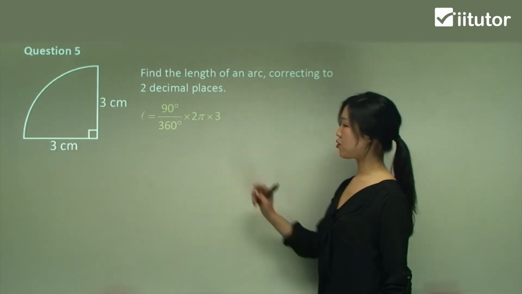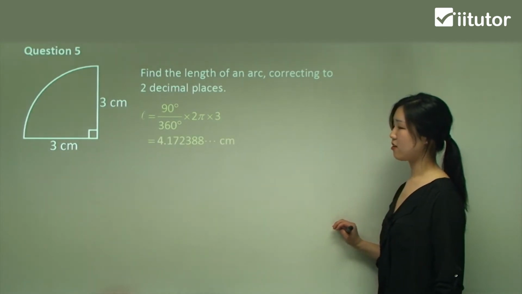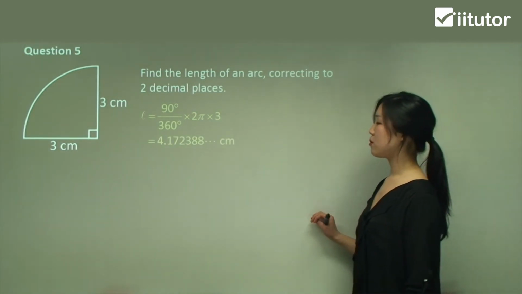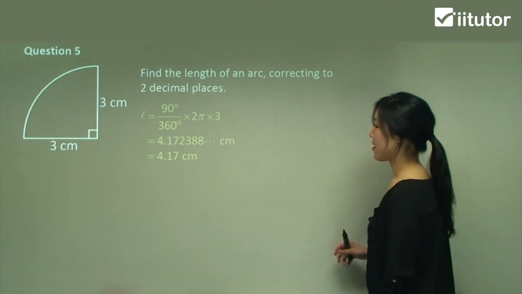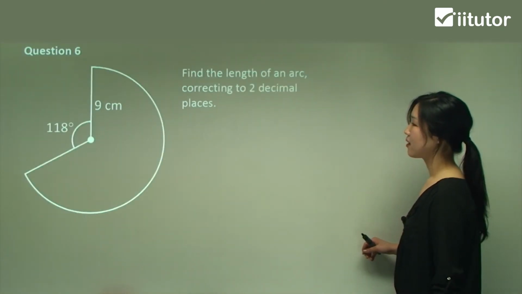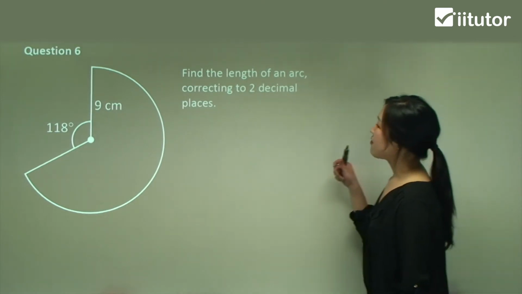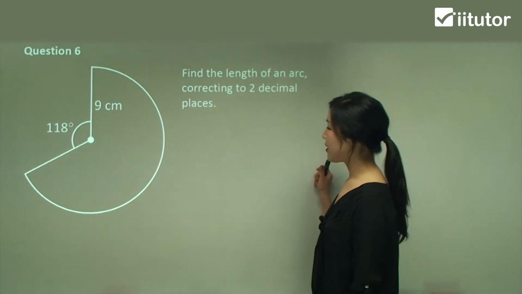And that's because you can see that it's perfectly a quadrant of a circle, so it must be a quarter. So a quarter times 2 pi times 3 is going to be this. And to 2 decimal places, it should be 4.17 centimeters. So that's the answer. That's the length of the arc. Okay, we'll try another one. Find the length of an arc correct to 2 decimal places.